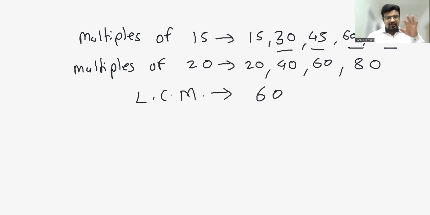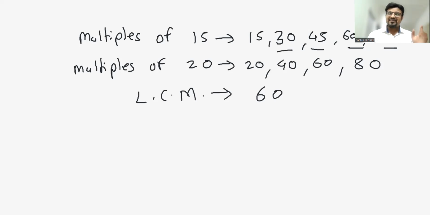This is the concept. Now, there are a number of ways to find it out, but the concept of what is meant by HCF and what is meant by LCM is that HCF means the highest common factor between given numbers. And LCM means the lowest common multiple or least common multiple between the two numbers.